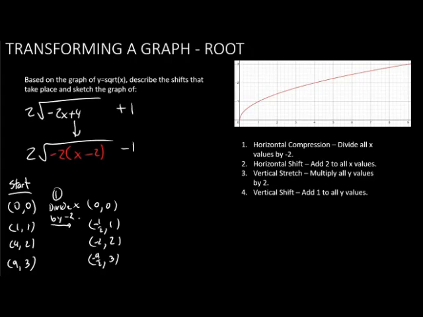Second step is to do the horizontal shift where we add 2 to all the x values. This means for this step the y values again will not change. They will still be 0, 1, 2, and 3.